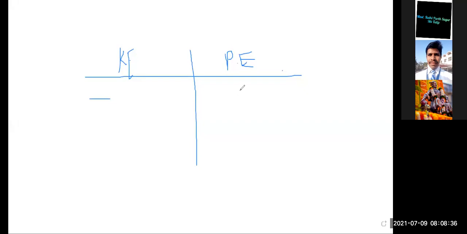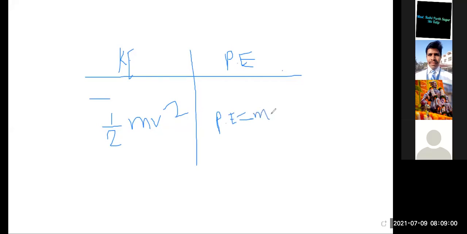Now can you tell me the kinetic energy formula? Here you have to write the formula. The kinetic energy formula is half mv square, and the potential energy formula is mgh. Remember this, okay?